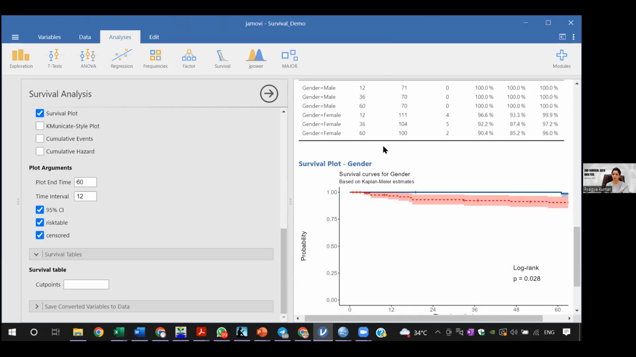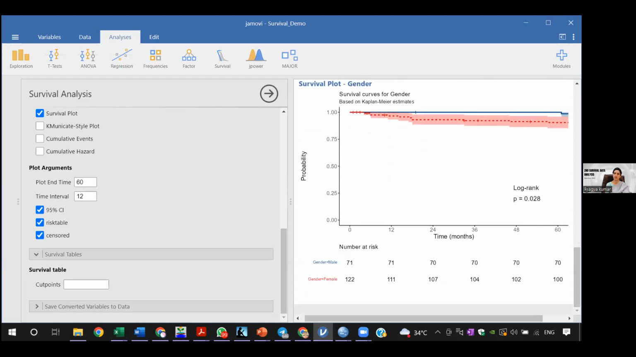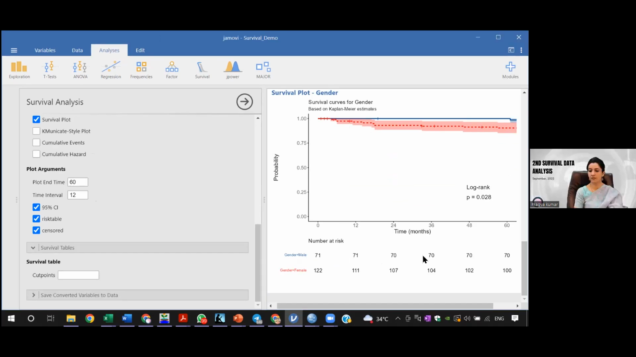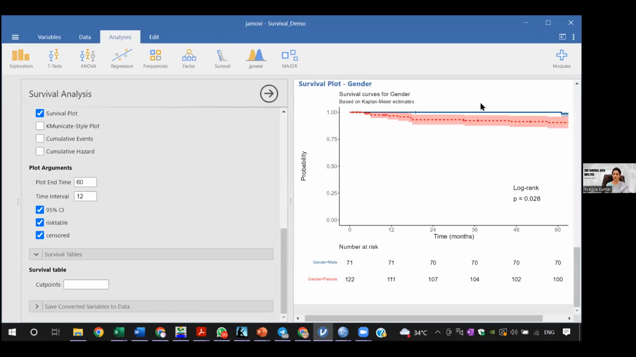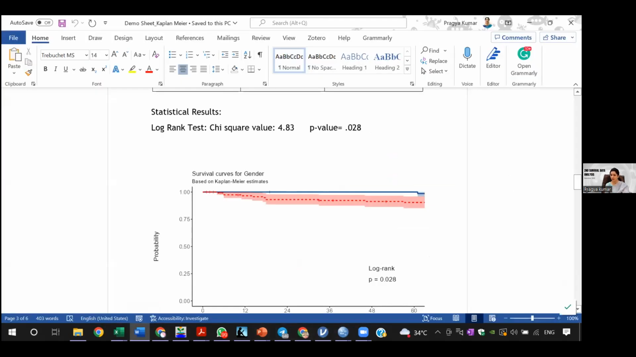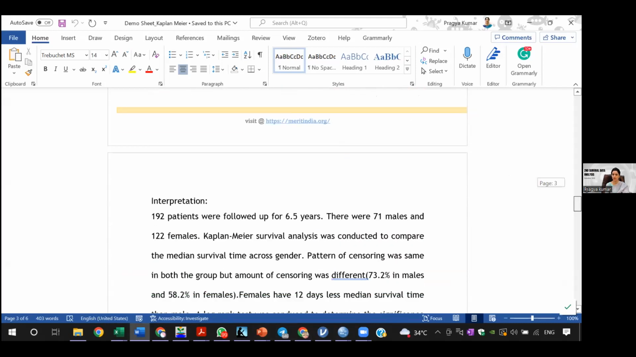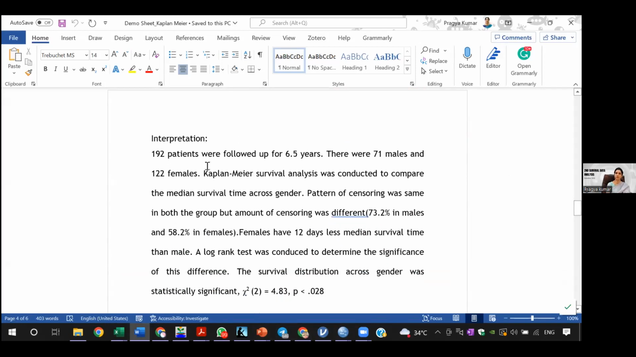So if you can see the graph, this graph is like this with 95% confidence interval and log rank is significant. It is 0.02. And this is the number at risk, which it gives at the base: 71, 70, 70. And then this is for the gender. And then how it calculates the cumulative survival. So now coming to the second question. The second question was across the race and BMI. So if you have to do the write-up, how will you do? Like I have written that 192 patients were followed up for 6.5 years, 71 male and 120 female.